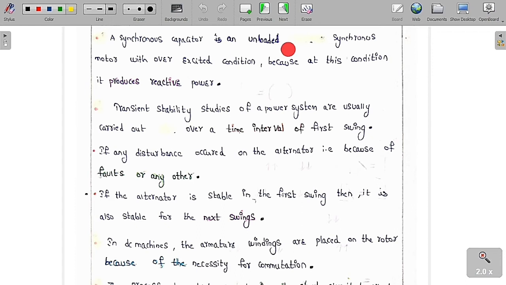A synchronous capacitor is an unloaded synchronous motor in overexcited condition, because in this condition it produces reactive power. I have already told you, overexcitation, whether in a synchronous motor or a synchronous generator, always generates reactive power. So at no load, with overexcitation, the synchronous motor purely acts like a capacitor, delivering reactive power.